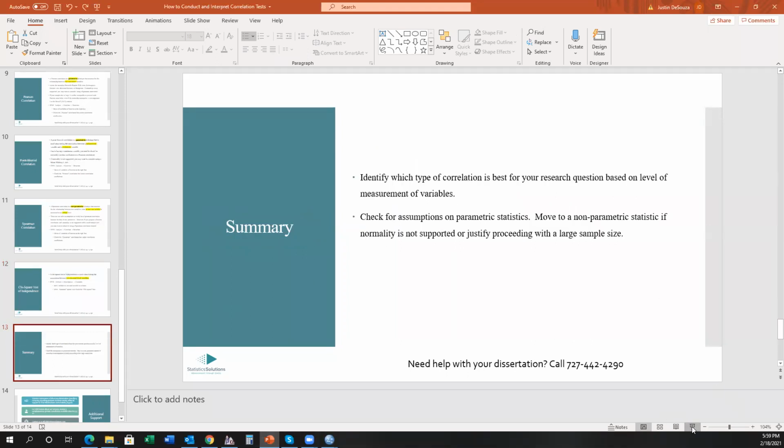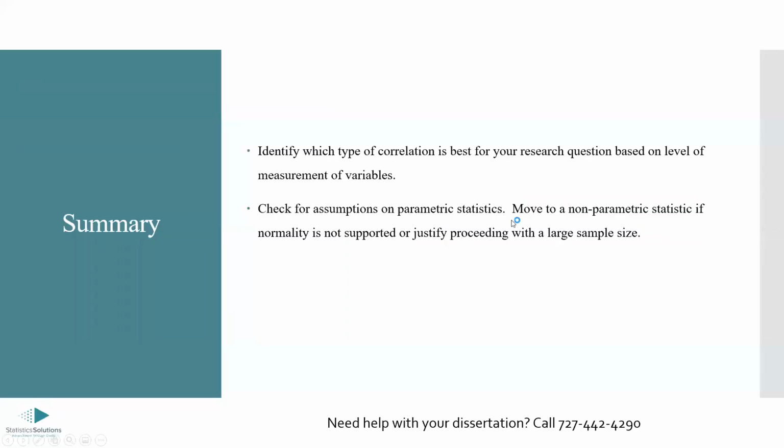All right, so as a summary, you want to first identify what is the level of measurement for your variables. And ideally, you have the research questions set in stone, you're in the methodology. So once you know the level of measurement, you can figure out what type of correlation is best. Now, we focused on correlations today.